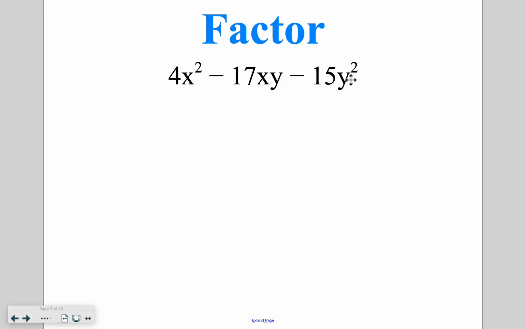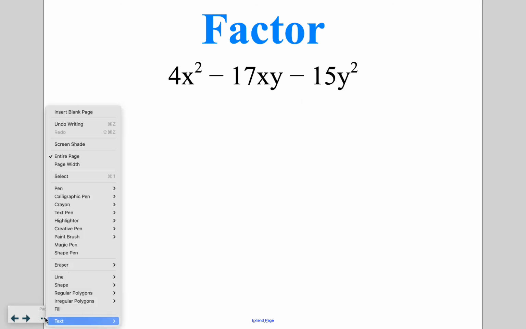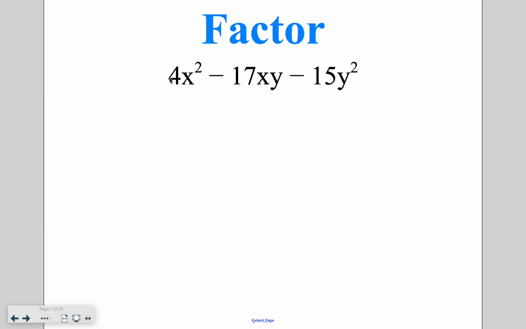Sometimes we're going to be dealing again with our different variables. So again, I want to check to see if I can divide. 4, 17, and 15 cannot be divided by the same value. So I'm going to jump into my multiplication step, and I'm going to do 4 times 15, which is going to give me 60. So I've got 1 and 60, 2 and 30, 3 and 20, 4 and 15, 5 and 12, and then 6 and 10.